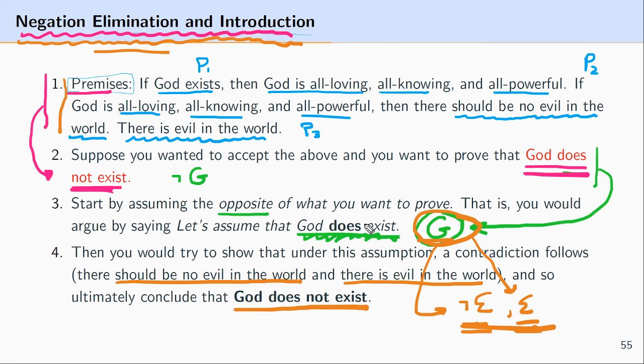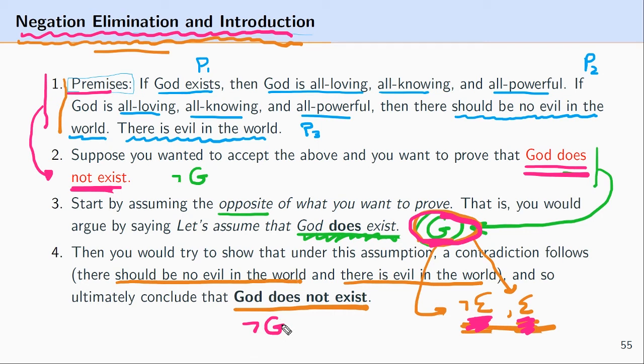And so we started by assuming the opposite of what we wanted, showing it to be contradictory, and given this contradiction, the opposite of G has to be the case. That is, not G, or God does not exist, has to be the case.